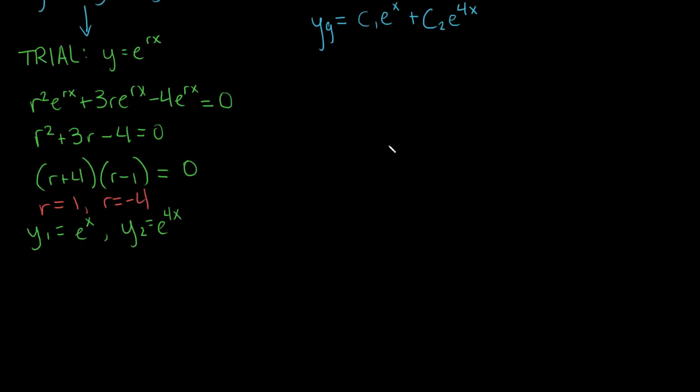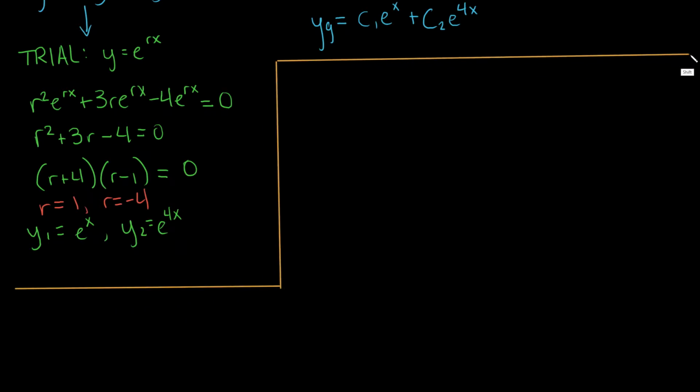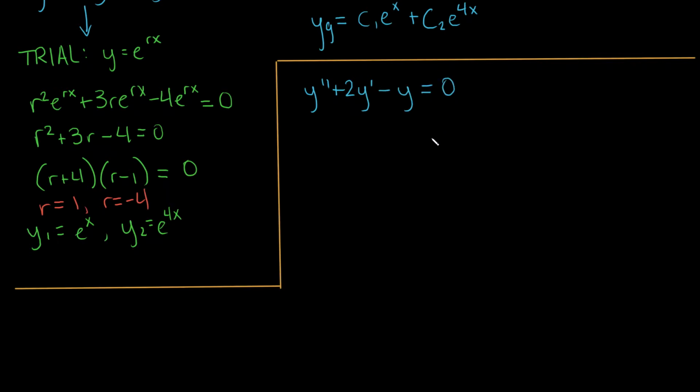Okay, I'm going to stop scrolling now so I don't nauseate you. If we have a differential equation like that, and let me just box some of this off so you get an idea of what we're working with. So let's box off an area for us with this new straight line tool that I learned. Let's say we have the differential equation y double prime plus 2y prime minus y equals 0.